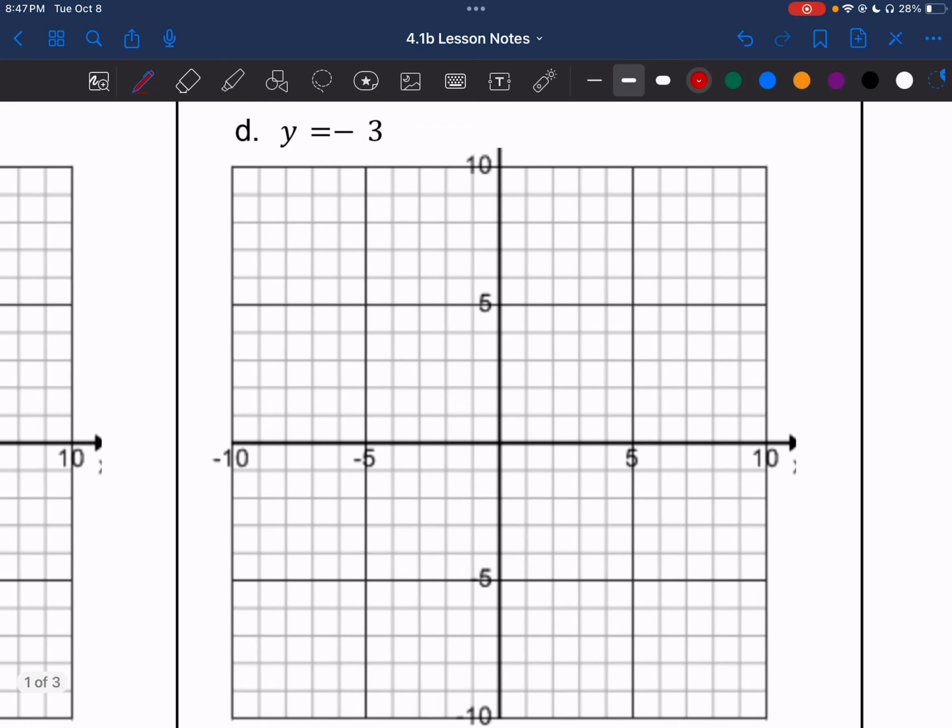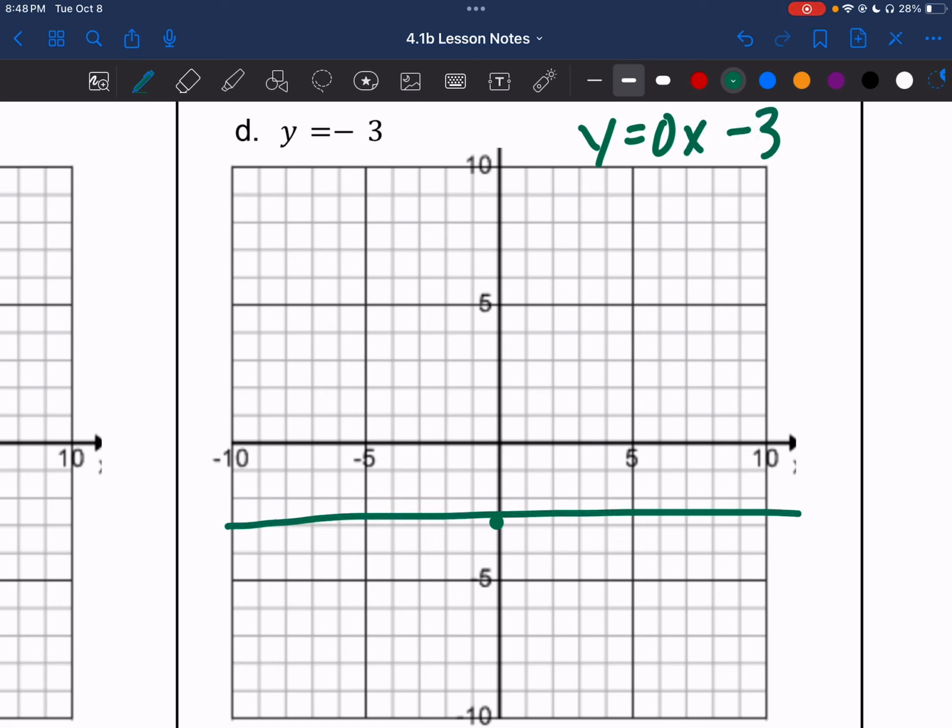Letter D, we have y equals -3, so my y-intercept on this one is at -3, all the way down here. And if I were to graph that, I know my slope, we can think of this as being in slope-intercept form where my slope is 0, so we're not going up or down at all. And so we have just a horizontal line where the y value is always going to be -3, and it will never change.